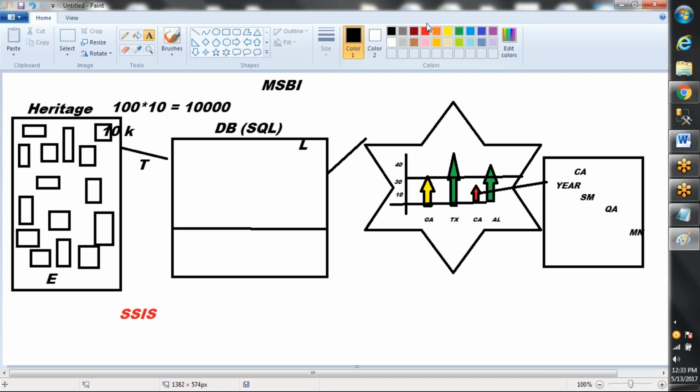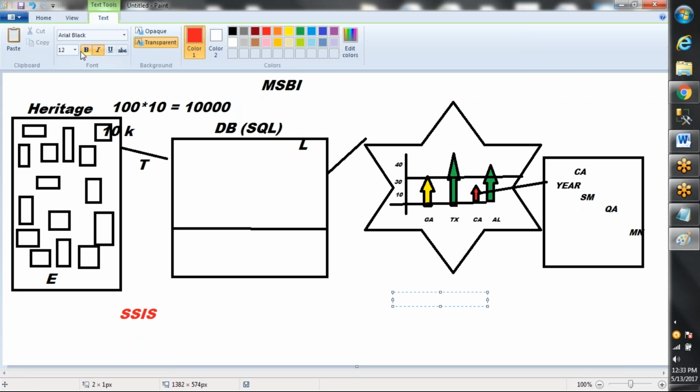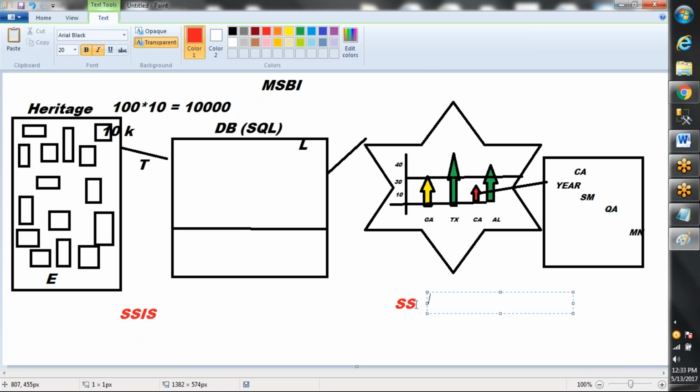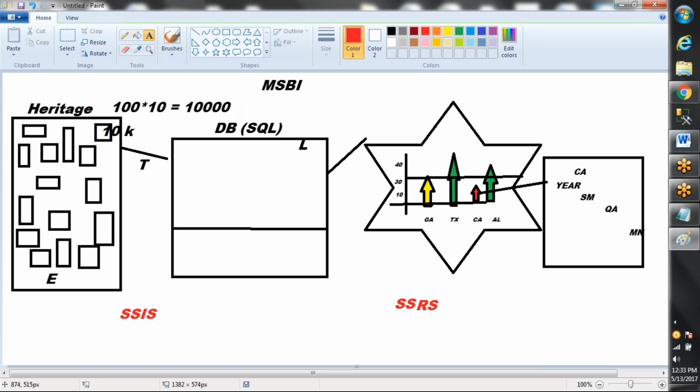And you can tell me, this reporting is developed by which tool in MSBI? It is SSRS, right? So SSRS is the tool used to do this type of reporting.